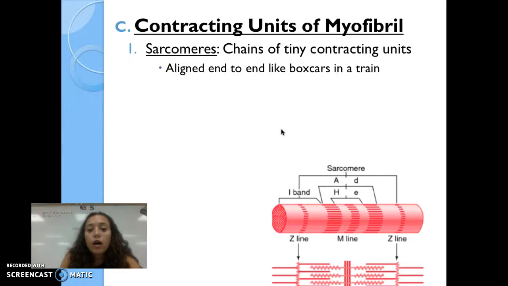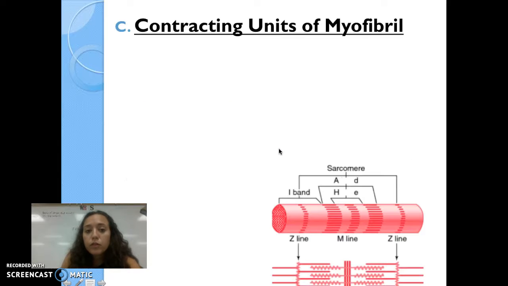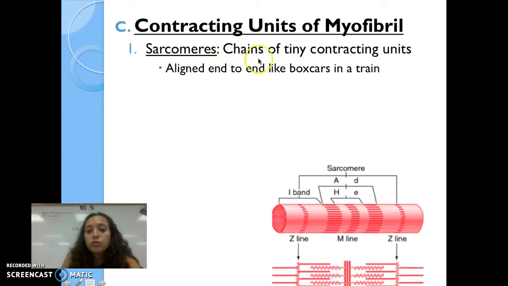Okay, so what we're doing right now, going back one more time, we're looking at this myofibril, and from here to here is called a sarcomere, this is a sarcomere, and this is a sarcomere, and these sarcomeres contract and move towards the middle. So that's what it talks about here. Sarcomeres are chains of tiny contracting units, and they align from end to end like boxcars on a train.